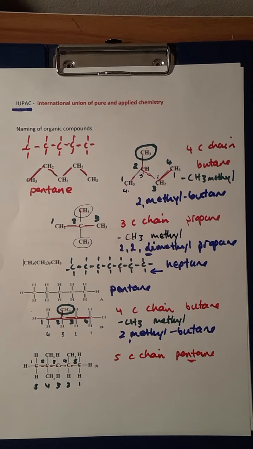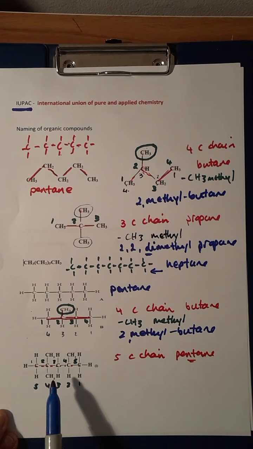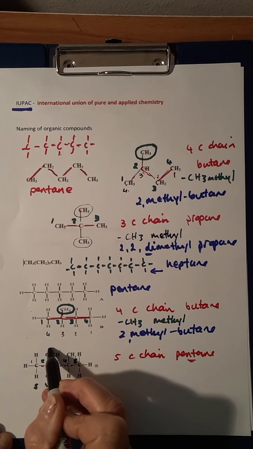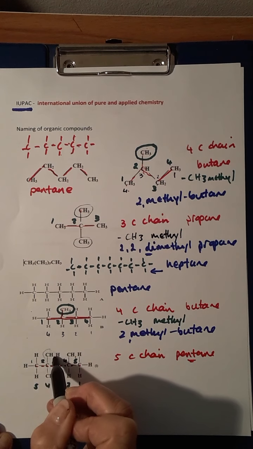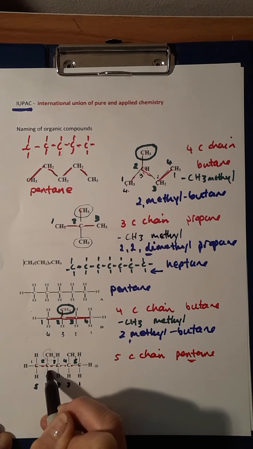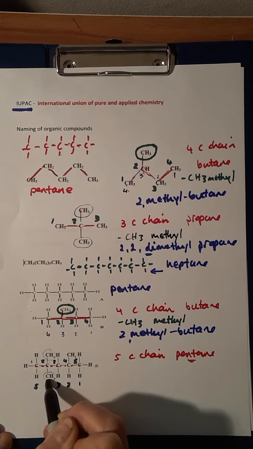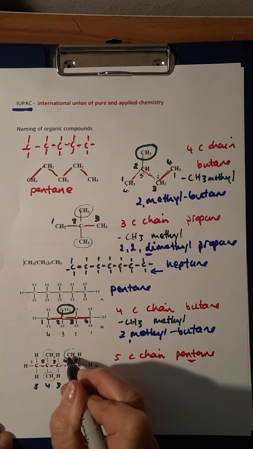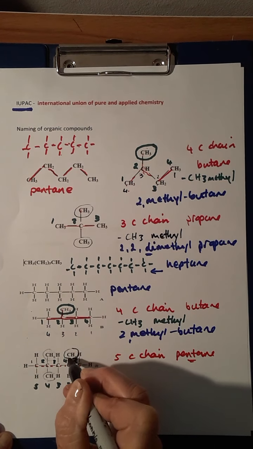I have to decide which is going to give me the lowest numbered substituents. So I look at my substituents, the attached groups. Where are they? Here's one, on carbon number 2, I've got a methyl group. There's another one on carbon number 2. And I've got another one here on carbon number 4, another methyl group.